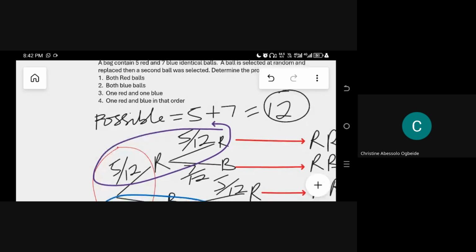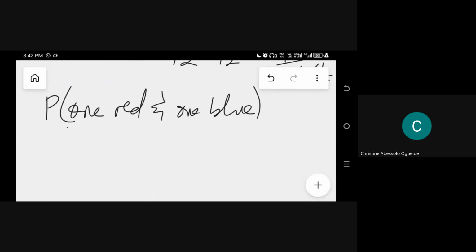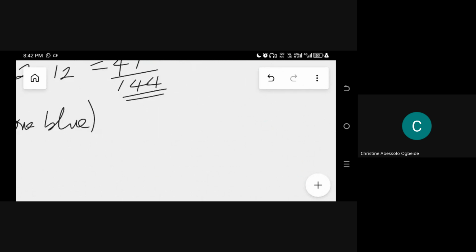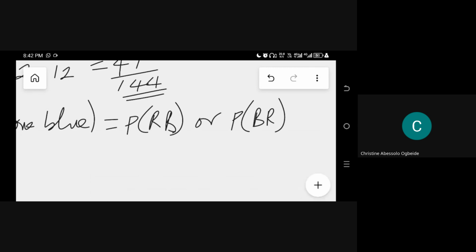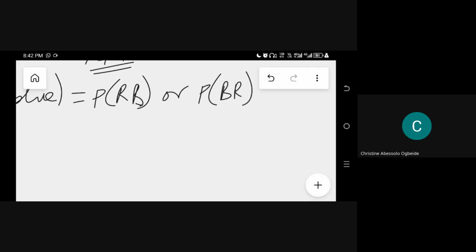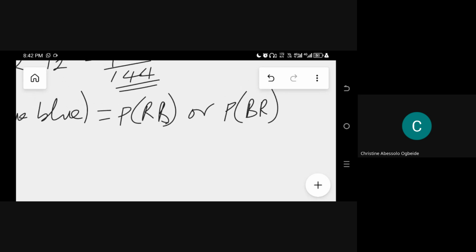So one red and one blue for number three, it should be the probability that it was red before blue, or the probability that it was blue before red. And or means plus. Or means plus in probability. So when you see or, it means that you're actually adding. So let's get the probability for red and blue first.